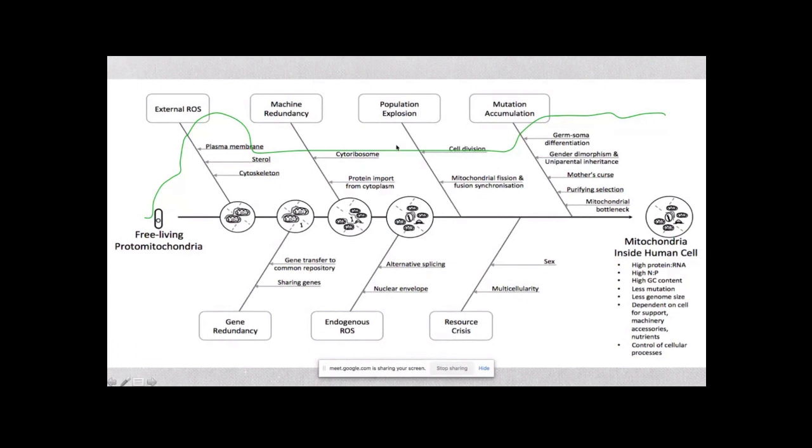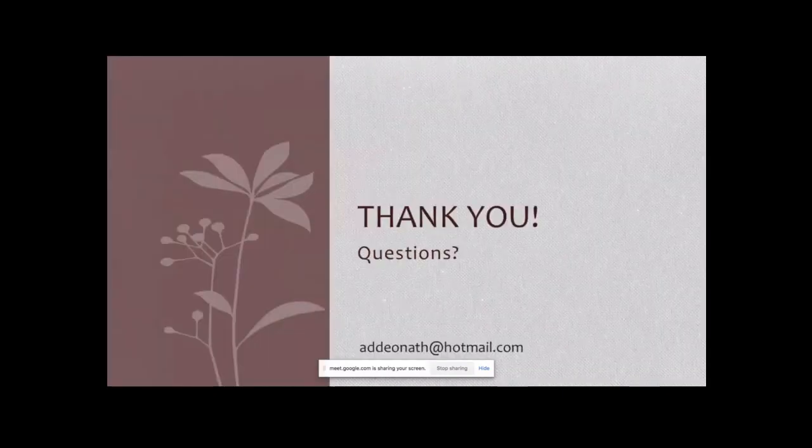But this is a very hypothetical thing. Please don't quote me on this. This is a hypothesis at this stage of how mitochondria physically evolved to the present state.